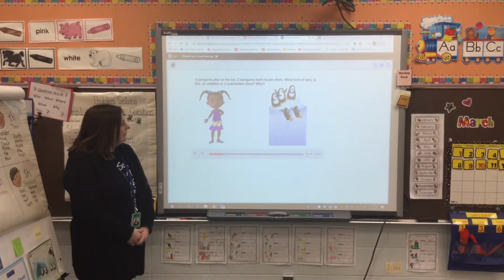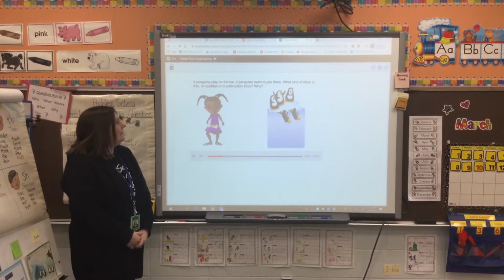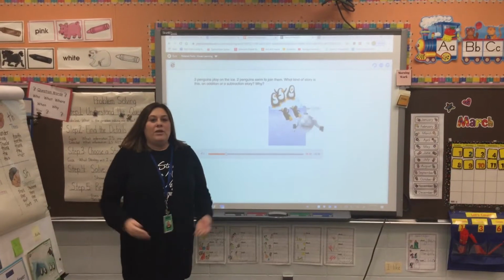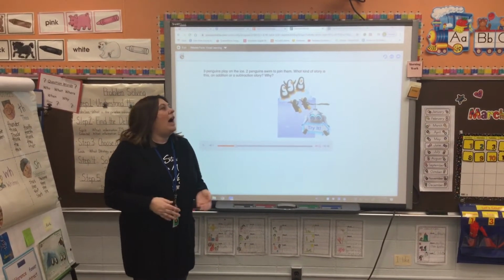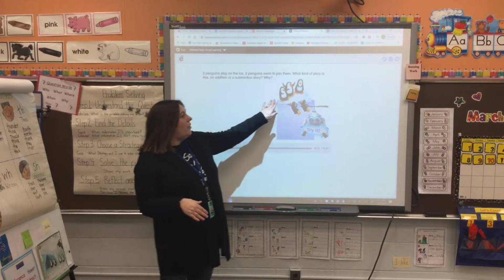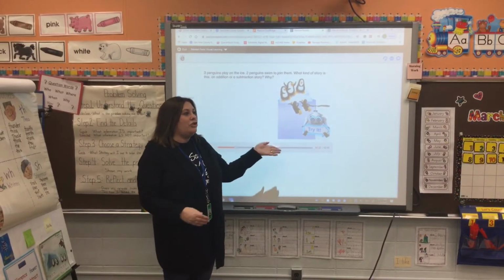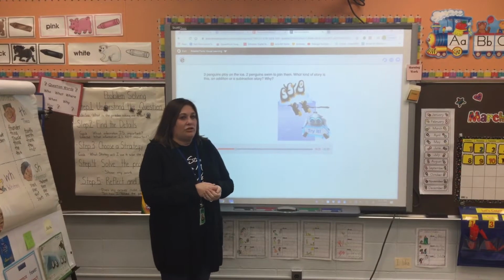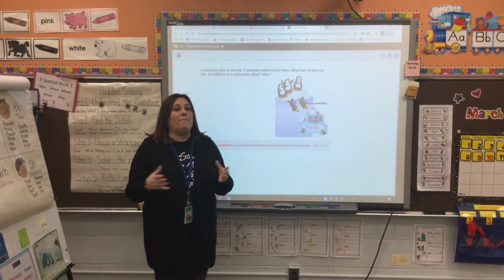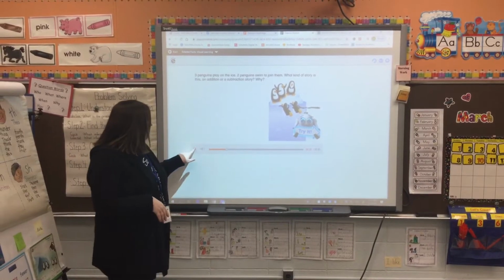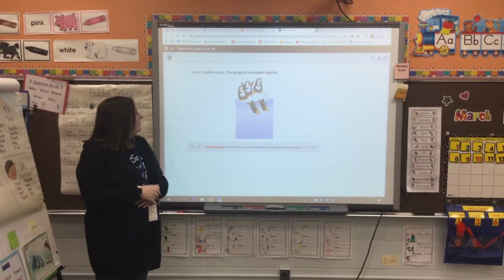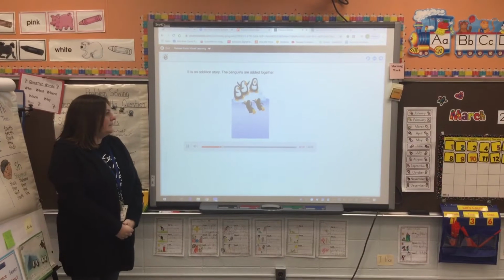I'm going to do the math. So what do you think? Are we adding or are we subtracting? I think that we're adding because we already had three penguins and then two more came to join in, which makes it a bigger number, which means we are adding. It's an addition story. The penguins are added together.